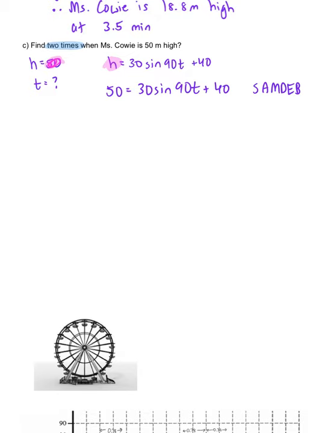So we want to get rid of anything added or subtracted, so we're going to get rid of that plus 40, and to do that, we subtract 40 from both sides. So we have 10 on the left side equals 30 sine 90t. Then we want to get rid of anything multiplied or divided, so get rid of that 30. So we're going to divide both sides by 30. 10 divided by 30 is 1/3, or 0.333 repeating. If you're going to use decimals, carry a lot of decimals, only round at the end. So that is equal to sine 90t.